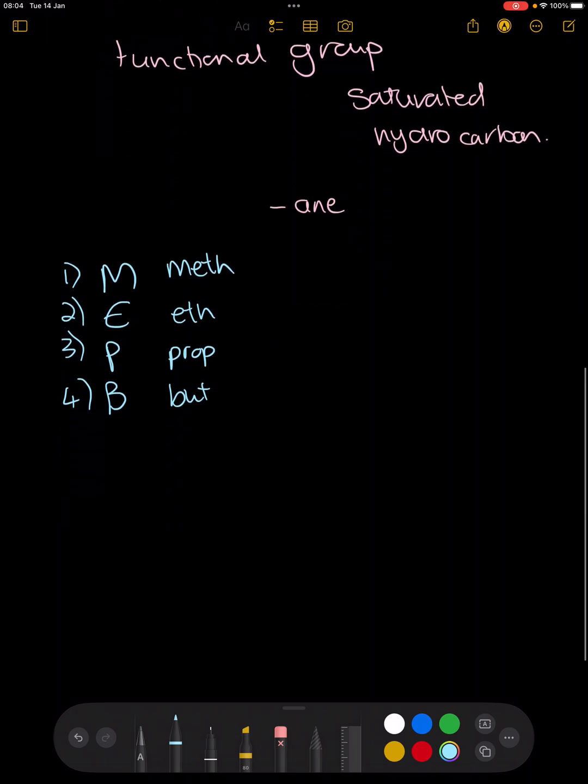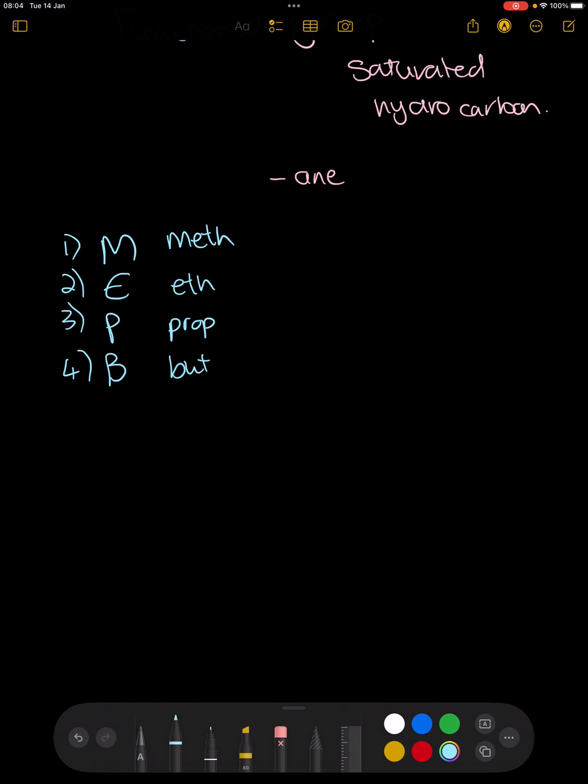So let's go have a look at how we would name it. If you have one carbon, it's meth. If it's 2 carbons, it's eth. If it's 3 carbons, it's prop. If it's 4 carbons, it's but.